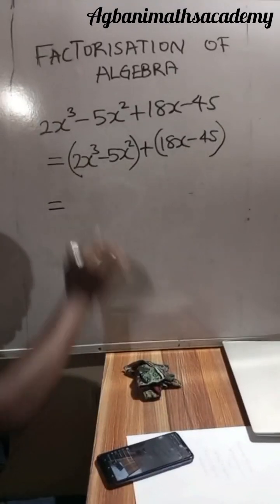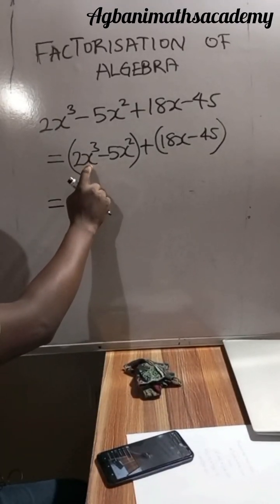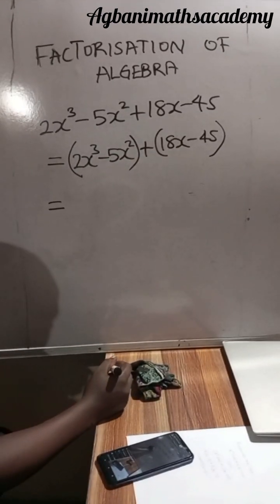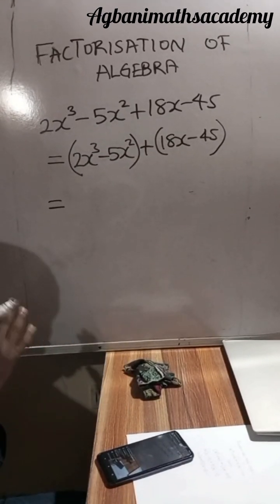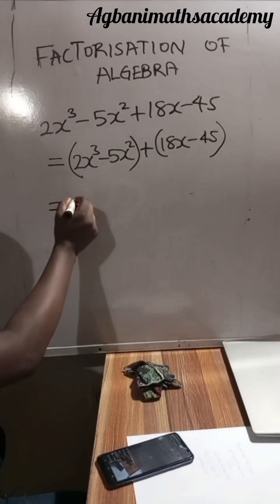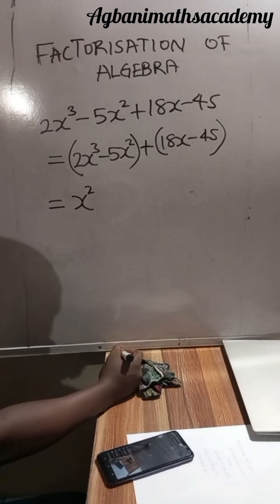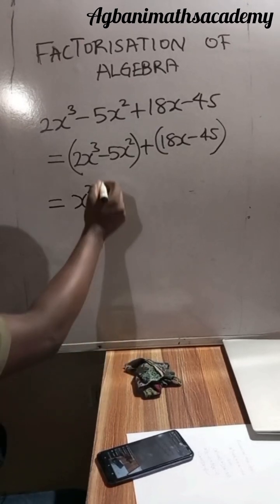Remember I said that when you have an alphabet appearing twice, pick the one with the smaller power. Automatically pick the one with the smaller power. So the smaller power is x raised to power 2. That's what is common. So bring it outside the bracket and we open the bracket.